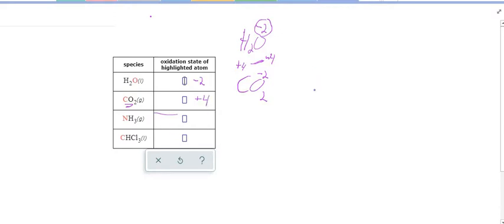Alright, let's look at ammonia right here. Ammonia is NH3. Each of the hydrogens is a +1. Hydrogen is a +1. So for my counting purposes, I go 3 times a +1, just write real small up here, +3. 3 times a +1 is a +3.